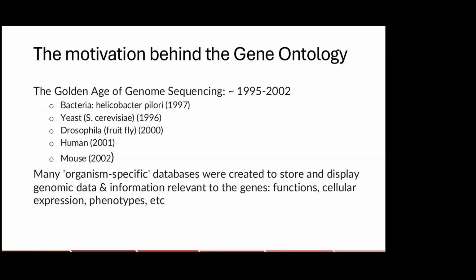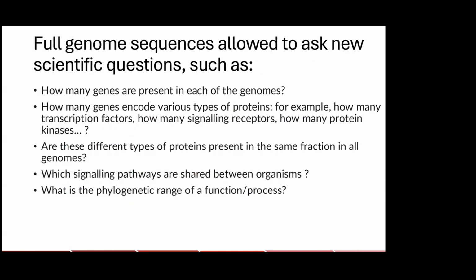And so just to give you the big origin story of gene ontology. Back in the late 90s, when the first genomes were being sequenced, several groups working on Drosophila, human, mouse, but also bacteria and yeast, got together and said, we need a way to represent names of genes or functions of genes in a common framework, because they weren't able to ask questions like, how many genes are present in each of the genomes? They can predict by gene models, but how many genes encode specific types of proteins? For example, transcription factors or signaling receptors or protein kinases.